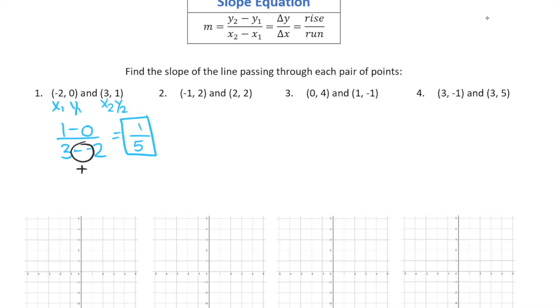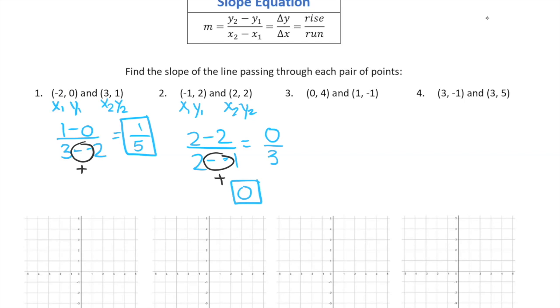Okay, so let's see, the next one, I've got 2 points again. Here is my first x and my first y, my second x and my second y. So according to the equation, y2 minus y1 over x2 minus x1. Now again, I have to subtract a negative, so overall addition there. So I get 2 minus 2 is 0, over 2 plus 1 is 3. 0 divided by 3 is 0, so the slope in this case is 0.